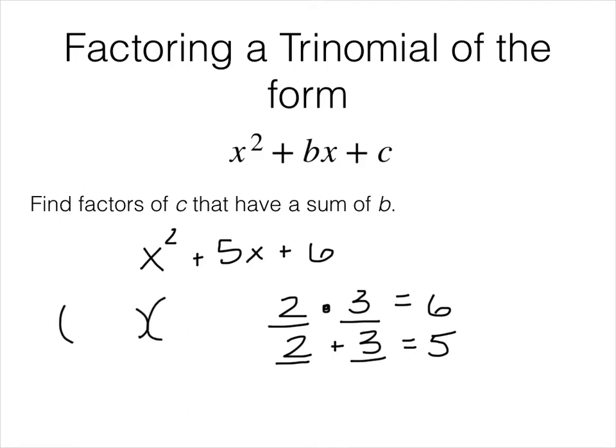To factor it, we know x squared only comes from x times x. And we know that the 6 is the 2 times the 3. And we know they're both positive. And if you go ahead and you FOIL that out in your mind, or if you write it out, you'll find it is indeed x squared plus 5x plus 6. So that's the basic idea of what we're doing here.